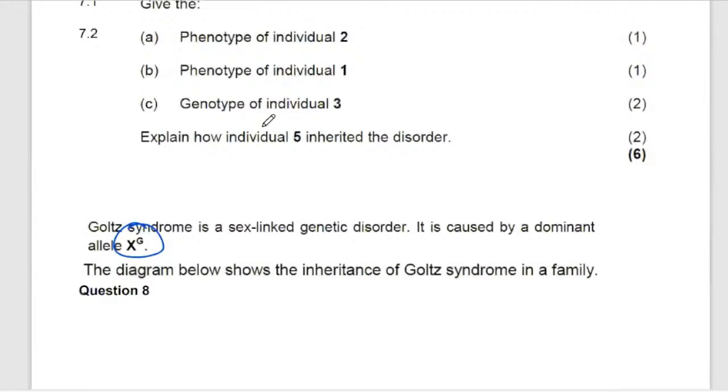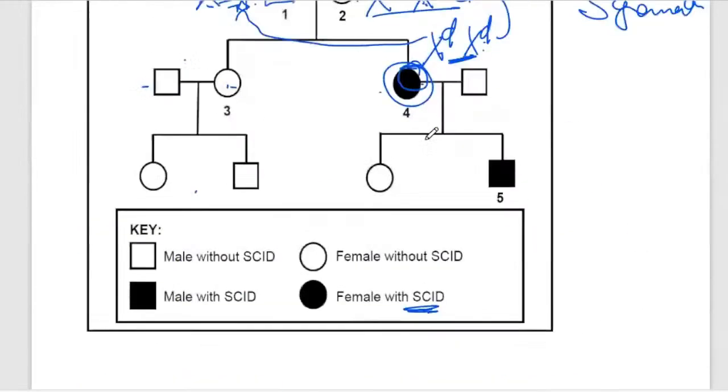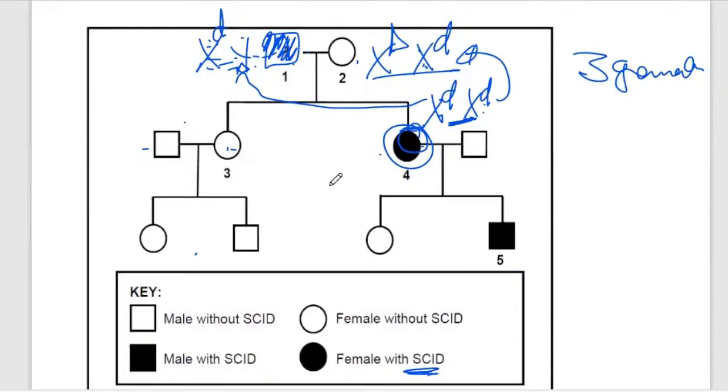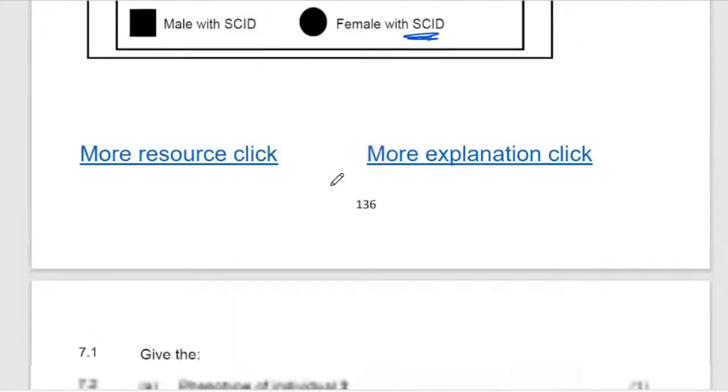And then they're saying identify the genotype of number 3. Remember, this person is a female. It's going to give one chromosome from there. But because it's normal, the mother gave her this. Therefore, it's going to be that way, because they say the genotype.